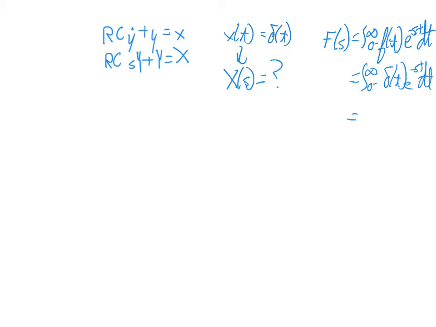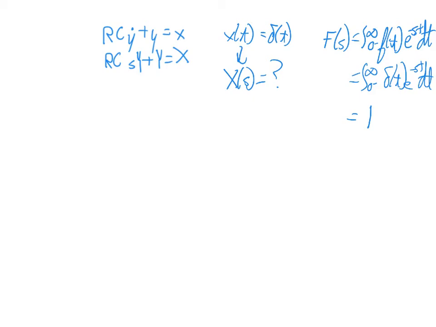And when t equals 0, we substitute in for the rest of the expression, so we have e to the minus st, so e to the minus s times 0. So we have e to the 0, which is 1. So it's just integrating 1, and we get the area under that, and the Laplace transform of the delta is very simply the value 1. So there's no s, the s disappears.